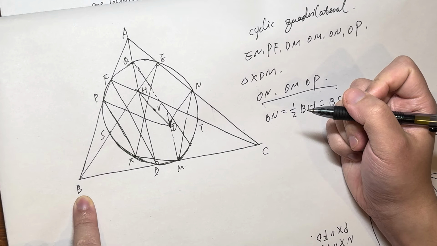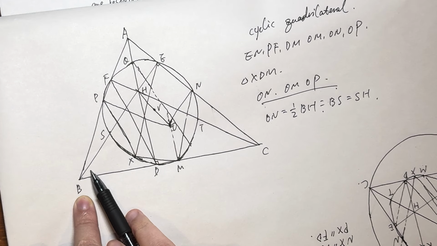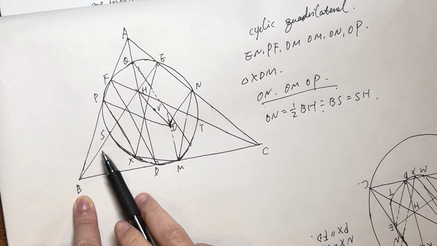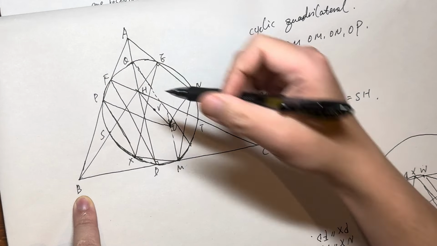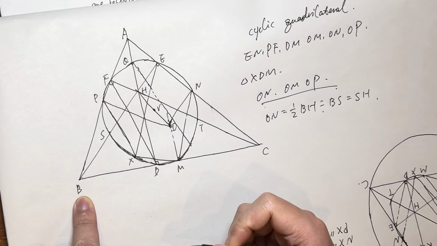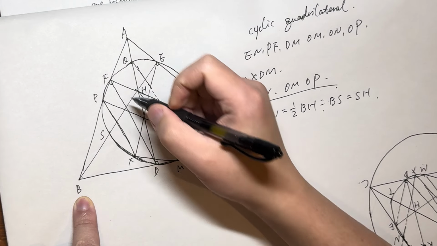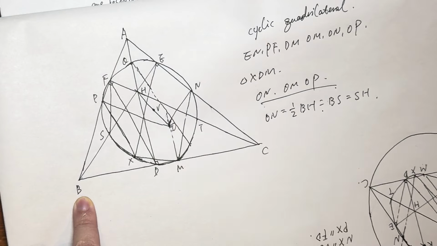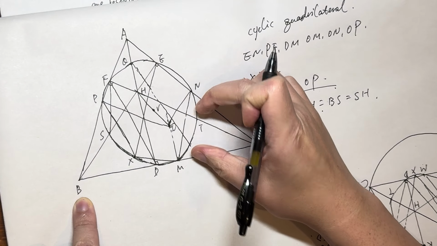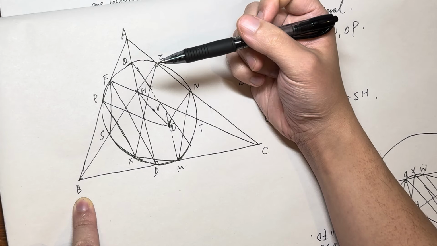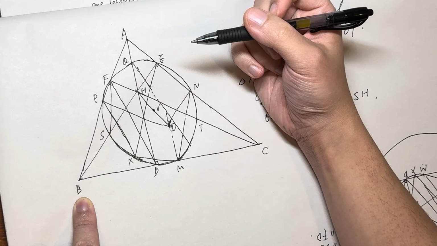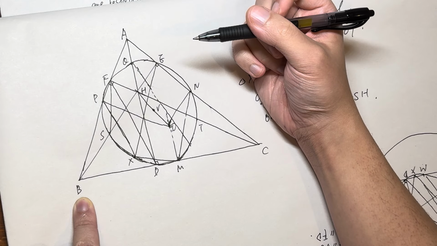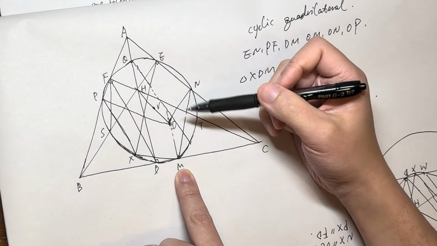Then how can we form it? SH. This is 90 degrees. So BS or SH equals SF, right? And are we going to use this one here? No, I don't think that's correct. I have an idea. So look at here.